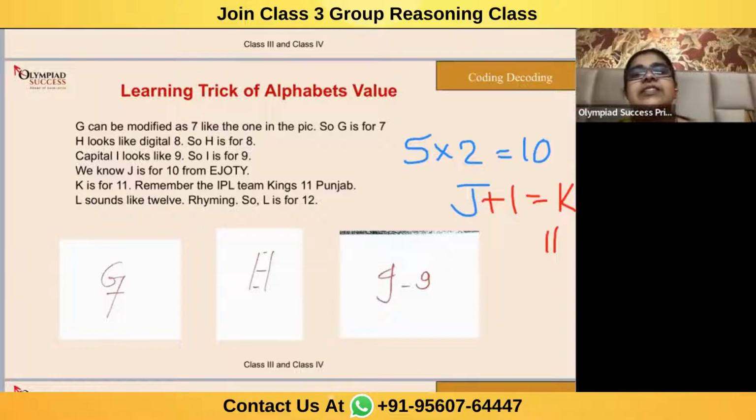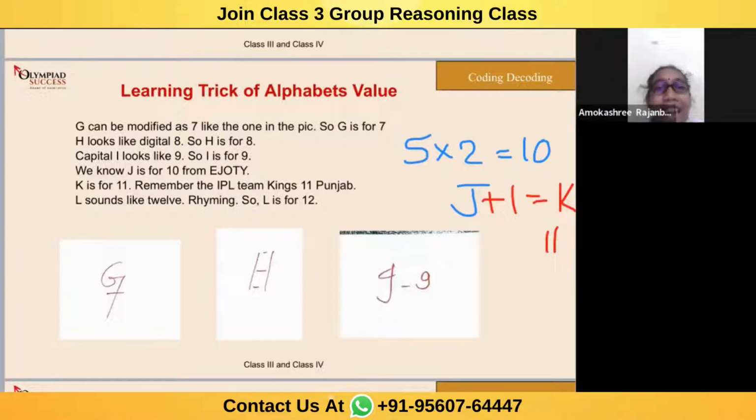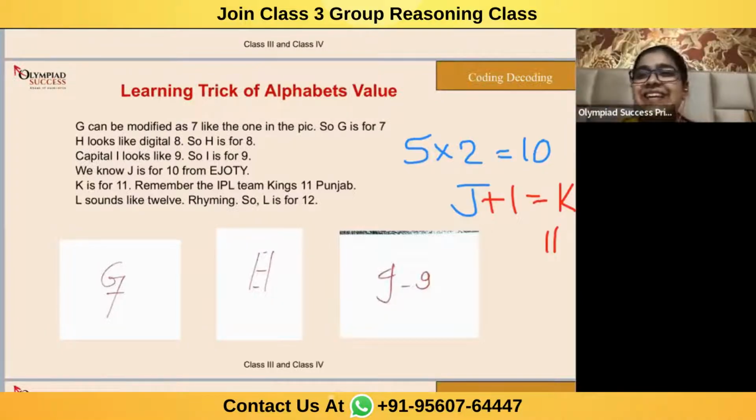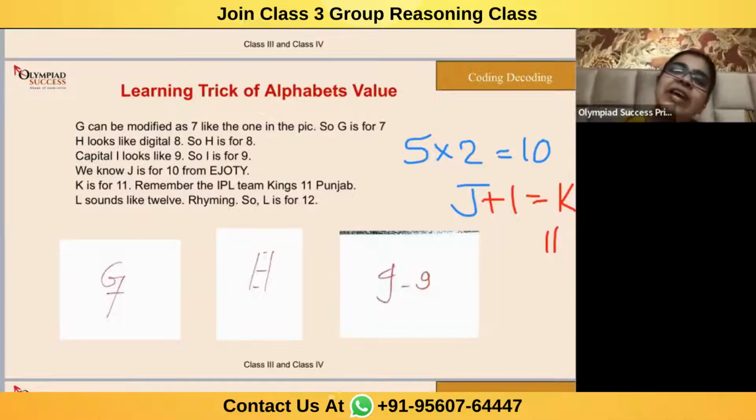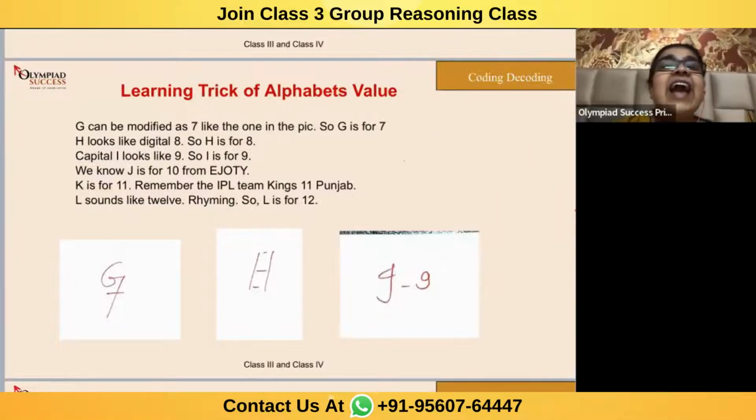Amoka, yes, say. Ma'am, for K, every cricket team has 11 members only, ma'am. Yes, Amoka, correct. All right. So Athar will remember it with the help of Kapil Dev. Okay, Athar, totally fine. I agree. And the 12 logic we have already done.